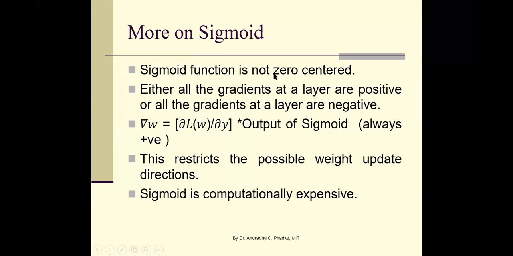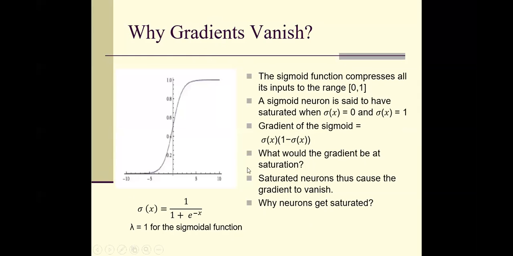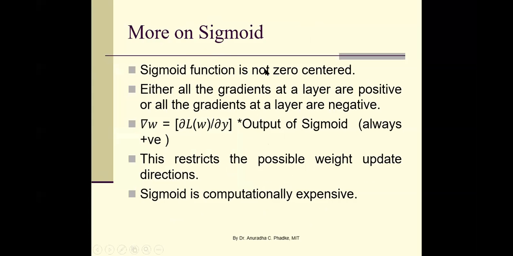So sigmoidal function is one more reason why sigmoidal is not very good, because sigmoidal function is not zero centered, because here your output is either 0 or 1. It is not symmetric around 0. That's why it is not zero centered. Then either all the gradients at a layer are positive or all the gradients at a layer are negative.